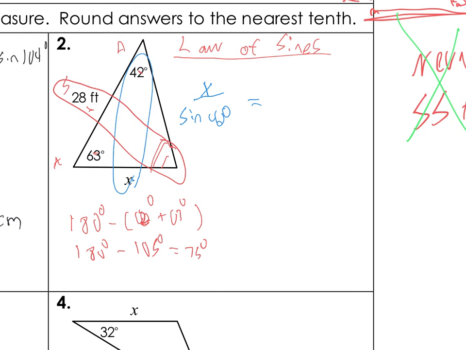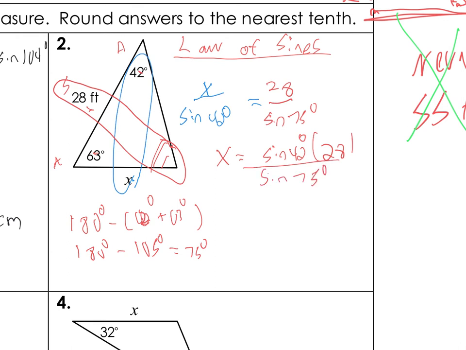So I'm going to put the 28 feet over the sine of 75 degrees. Multiply both sides by sine of the 42, and that gives me x equals sine of 42 degrees times the 28, divided by the sine of 75 degrees. That answer has to be in feet. So you do the math. Maybe I'll come back to you and check your answers.